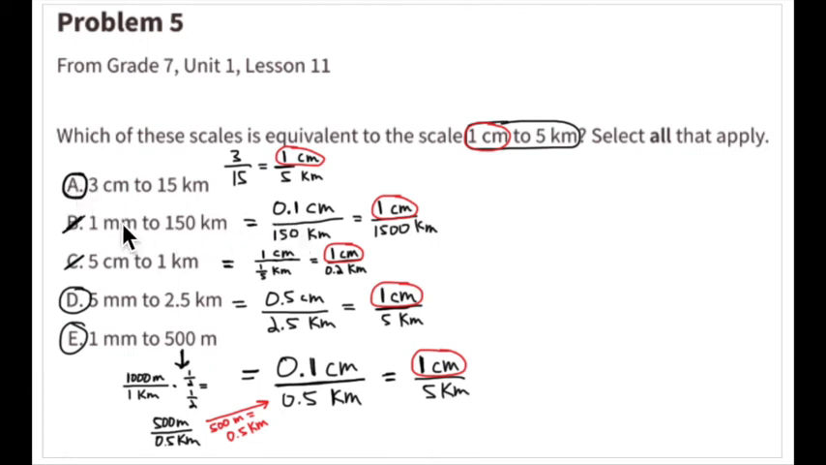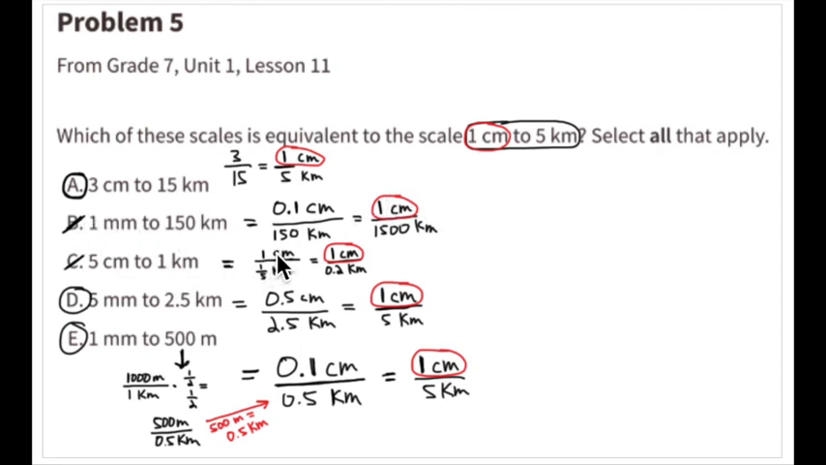Now you do the same thing for B. So now you have 1 millimeter, remember, it's 1/10 of a centimeter. To go from 1 millimeter, you have to make this value smaller by 1/10 because centimeters are bigger. So 1/10 of a centimeter is the same as 1 millimeter, and that's compared to 150 kilometers. Now get this to 1 centimeter by multiplying by 10. So 150 kilometers times 10 is 1,500 kilometers. So this scale is not correct. So B does not work.